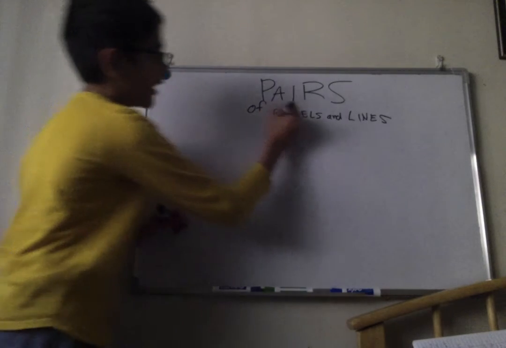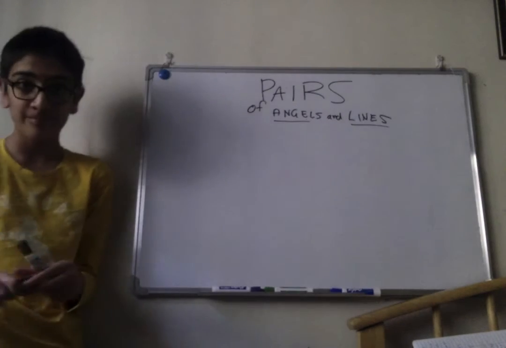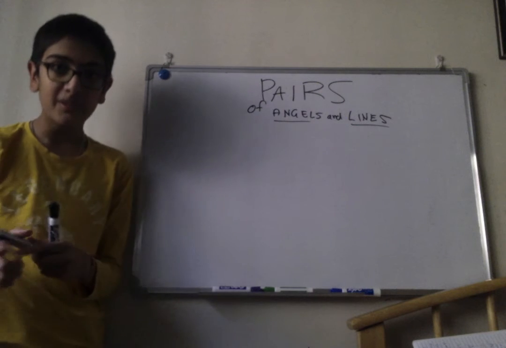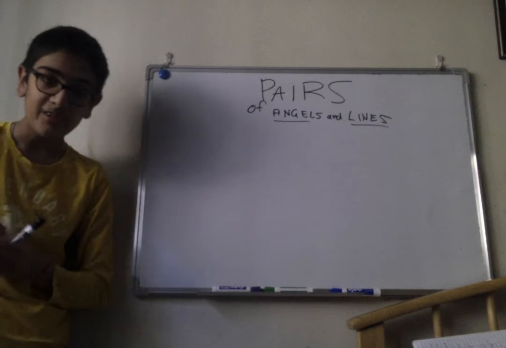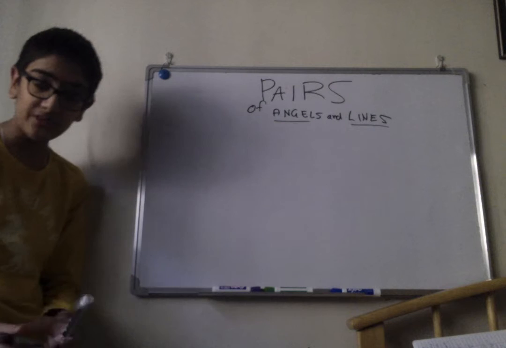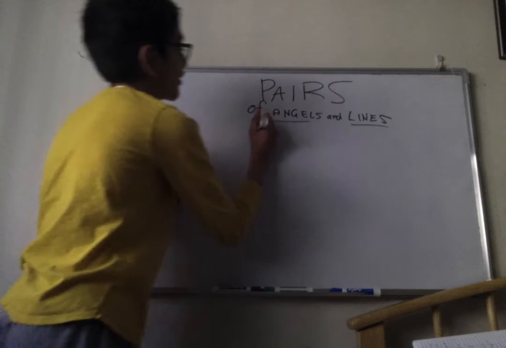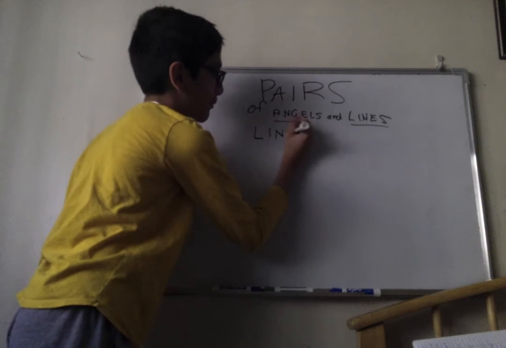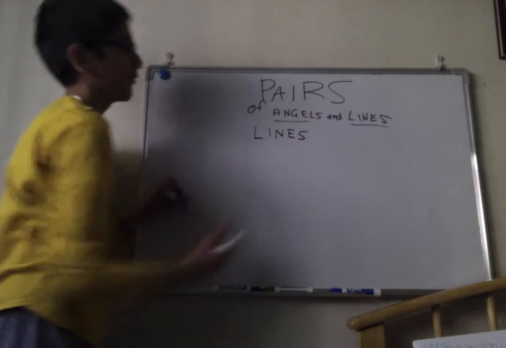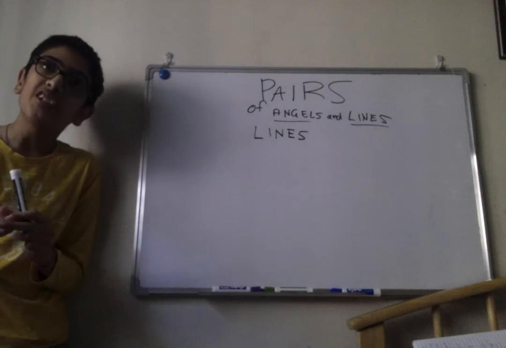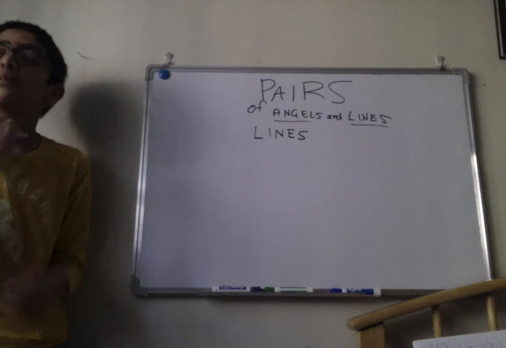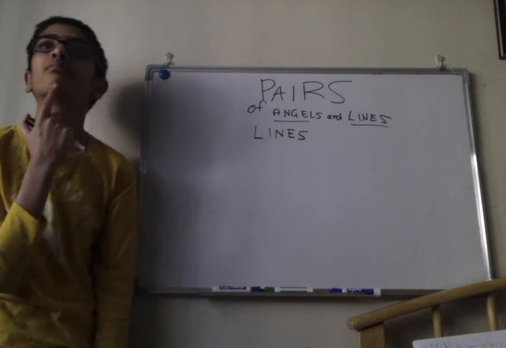Pairs of what? Angles and lines. We've talked about angles and lines in other videos. So now we're gonna talk about pairs of them. So let's start with lines, because they're easier to understand. So what could you think of off the top of your head? What types of pairs of lines are there?